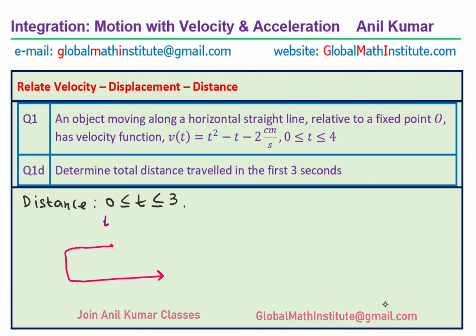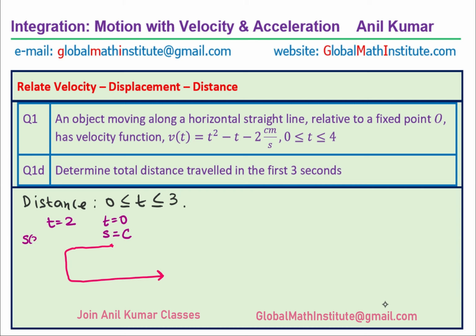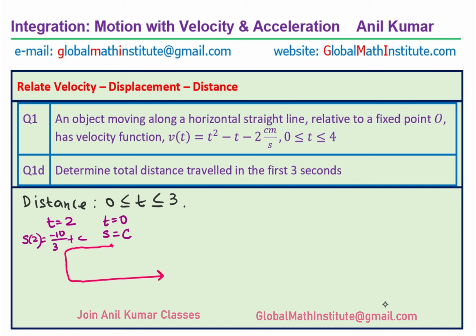So at t equals 0, displacement s is how much? When we substituted the value, we got the value of c, right? At t equals 2, which is the turning point, we have the value minus 10 over 3 plus c, correct? That is the value of displacement s of 2. Now, we are interested only up to 3. So at 3, let us check the value. It was minus 3 by 2 plus c, right? Still negative. So this is at t equals 3.